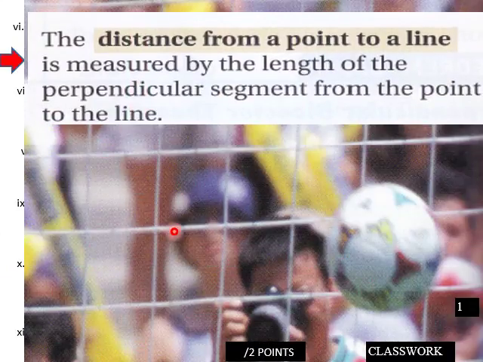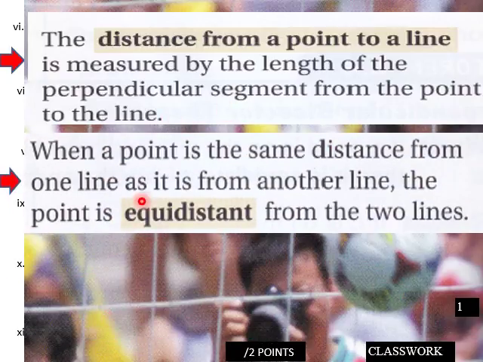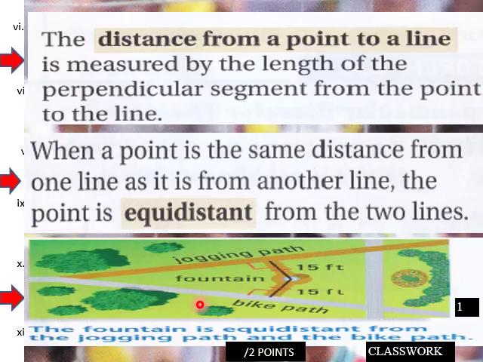Okay, the distance from a point to a line is measured by the length of a perpendicular segment from the point to the line. When a point is the same distance from one line as it is from another line, the point is equidistant from the two lines. And we have a situation here where this point is equidistant from the bike path and equidistant to the jogging path, 15 feet here, and these are perpendiculars from the two different paths to the point in the center, which would be the foundation.